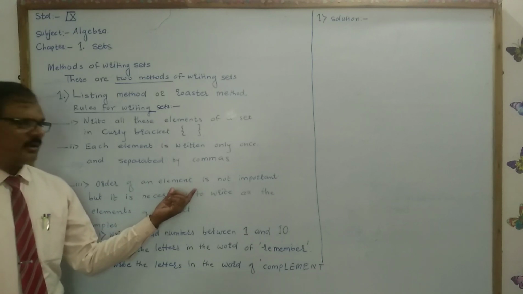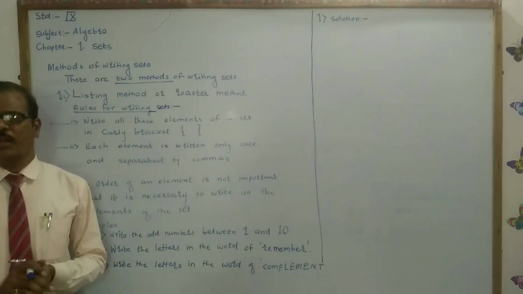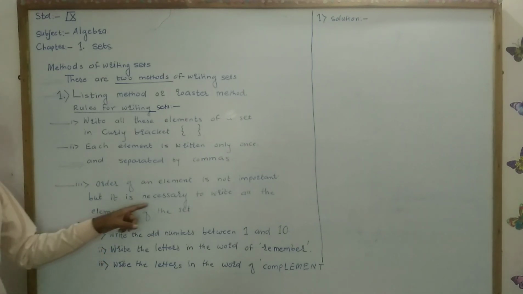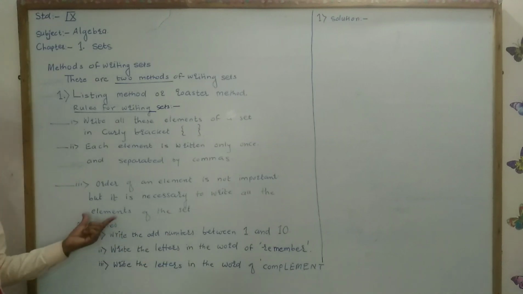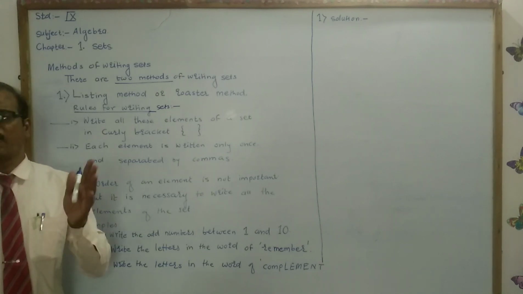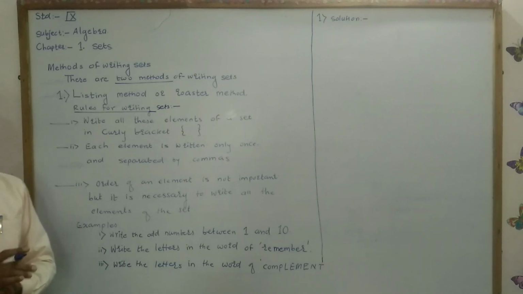The order of the elements is not important, which means you can write the elements of the set in any order, but it is necessary to write all the elements of the set. Don't miss any element, write all of them, but repeated elements cannot be accepted.